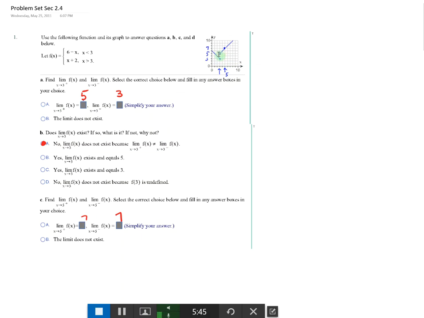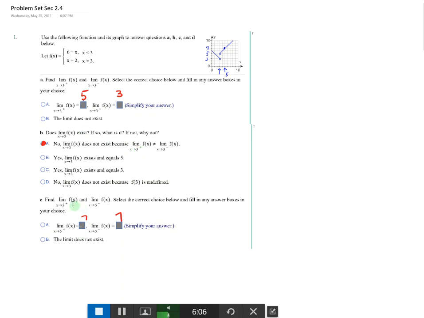So as you come in to 3 from the right, what is the y value right here? That's 5. As you come into 3 from the left, the piece of the graph is here, and that y value is 3. Does the limit exist? Well, we know that it doesn't exist because those two limits are different. If they're not the same, the actual limit does not exist.